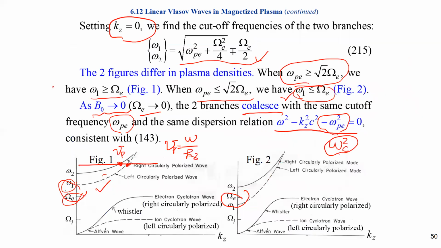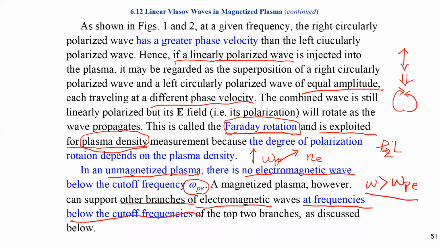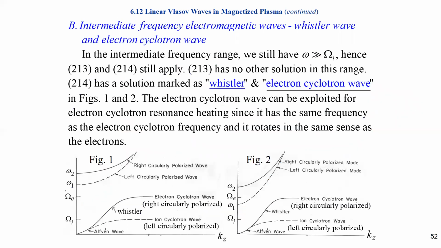Go back to this one. Another branch, which will be lower than the plasma frequency. Okay, that's very interesting. So we provide another route to generate waves at less than the plasma frequency. Interesting, a surprise. Second, the intermediate frequency of EM wave.